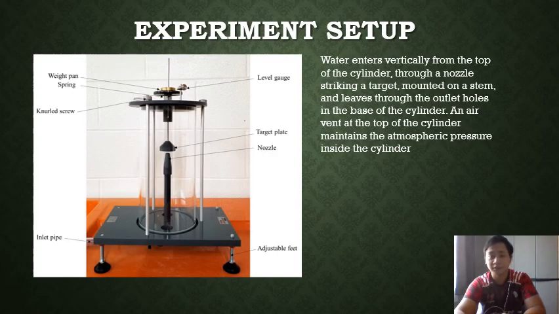Experiment setup: as you can see, we have a weight pan, spring, level gauge, knurled nut, target plate, nozzle, inlet pipe, and the adjustable feet. The water enters vertically from the top of the cylinder through the nozzle, striking the target mounted on the stem, and is lifted through the outlet holes in the base of the cylinder. An air vent at the top of the cylinder maintains atmospheric pressure inside the cylinder, which is 1 atm.